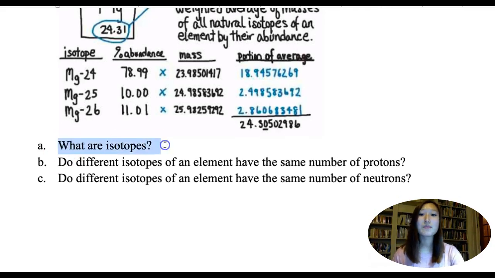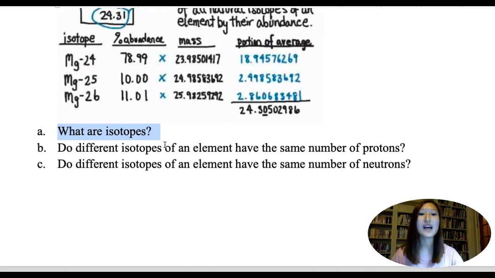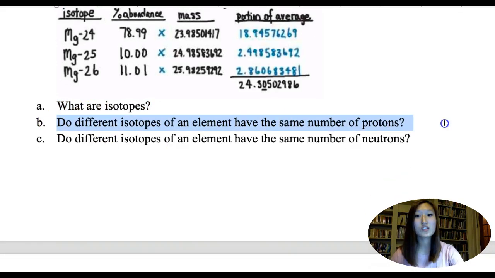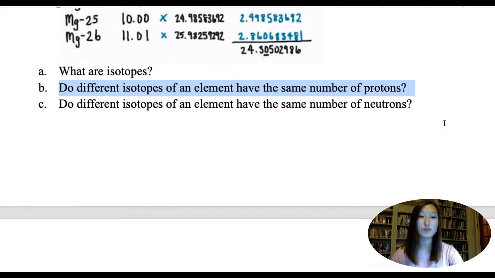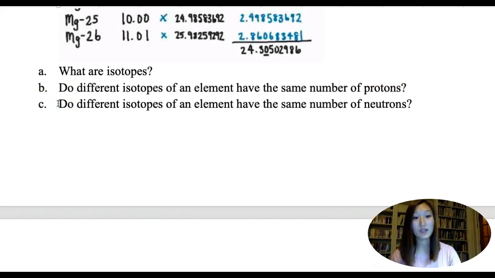So let's take a look at the questions. What are isotopes? Isotopes are variations of the same element that have the same number of protons and different numbers of neutrons. So then we can answer these questions. Do isotopes of an element have the same number of protons? The answer is yes. They always have the same number of protons. That's what makes an element different from another element next to it on the periodic table.